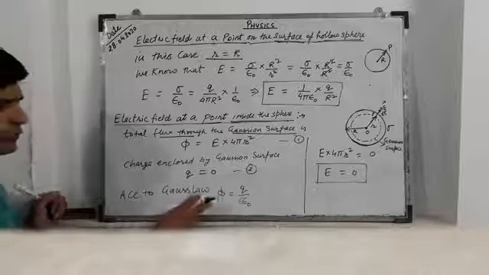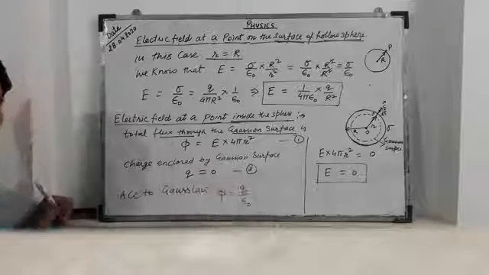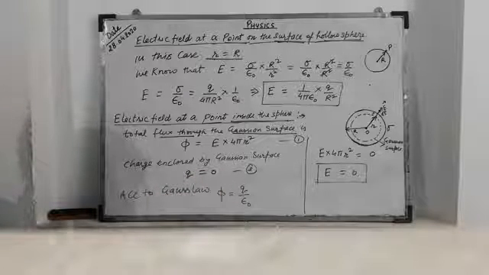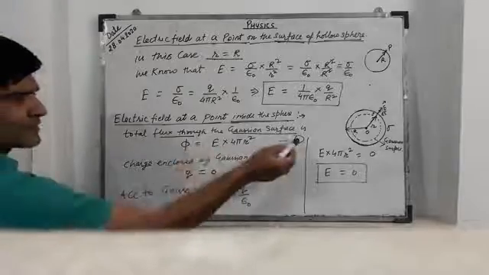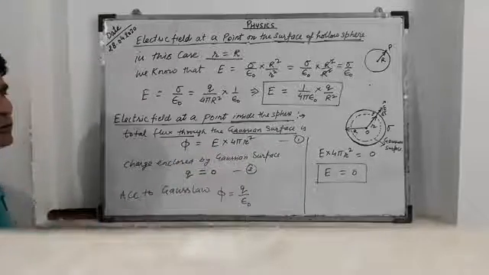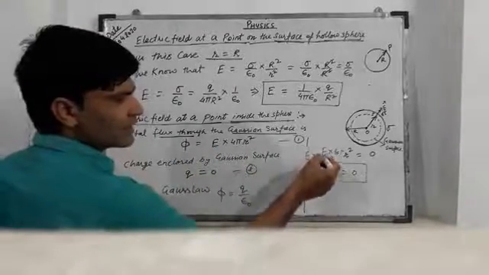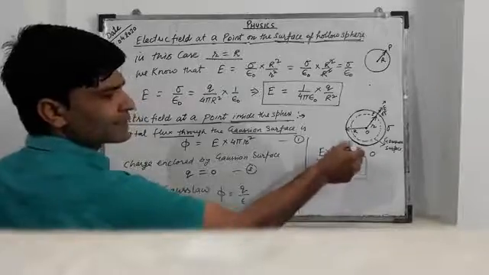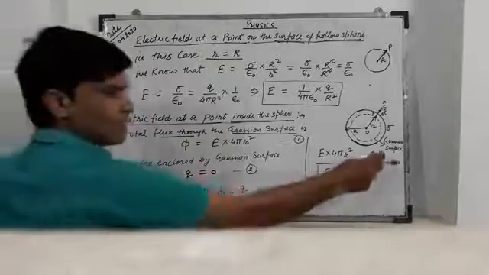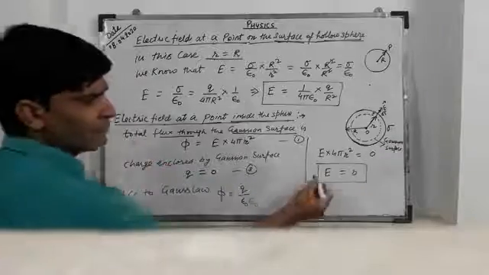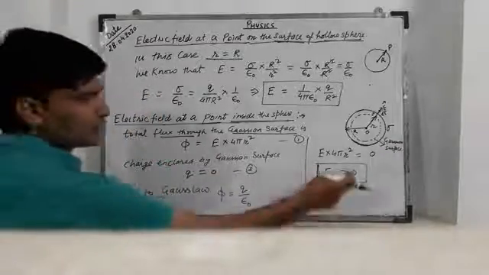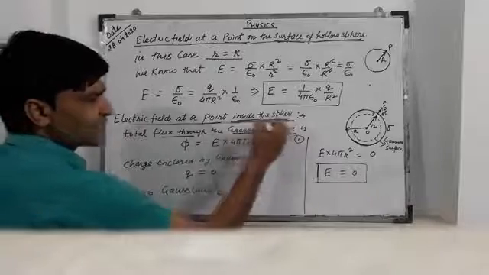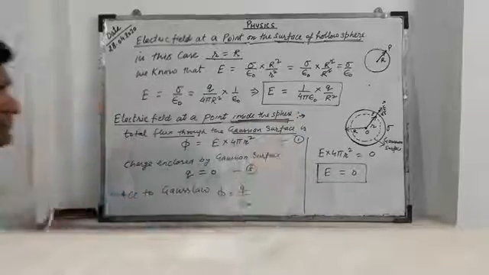According to Gauss law, phi is equal to Q upon epsilon naught. Then put the value of phi and Q from equation 1 and 2. Then we get E into 4 pi small r square equal to 0. And we get electric field is equal to 0 inside the sphere. Okay.